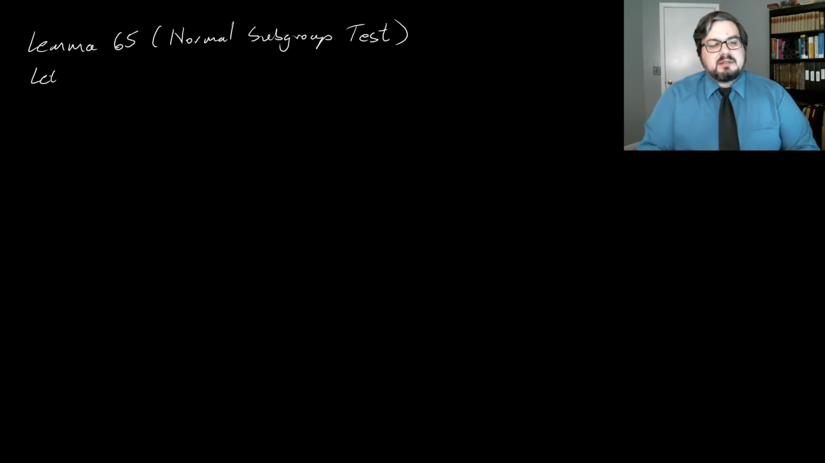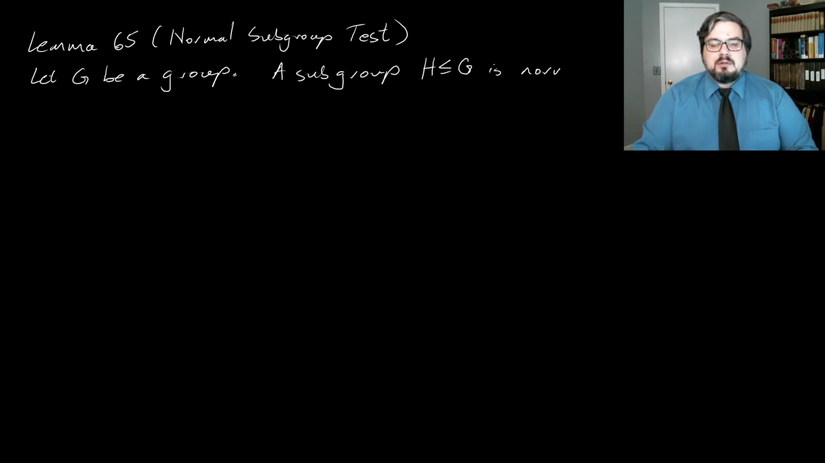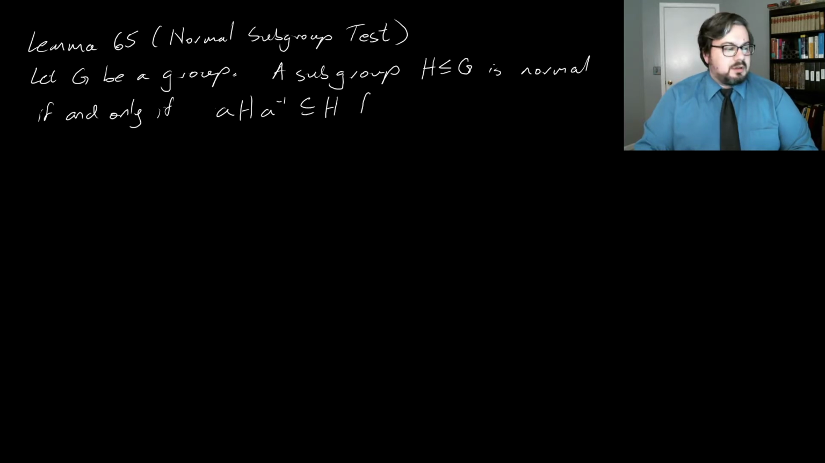And it says, let G be a group. A subgroup H of G is normal if and only if aHa⁻¹ is a subset of H for all a in G.